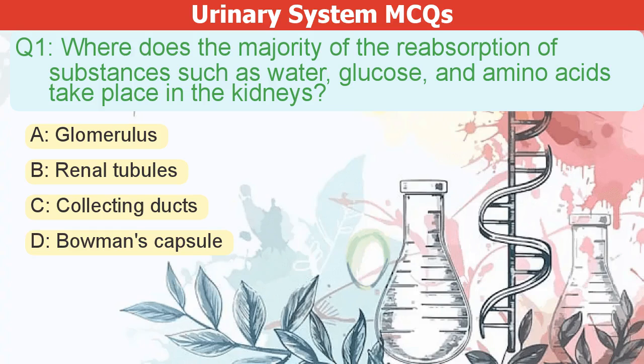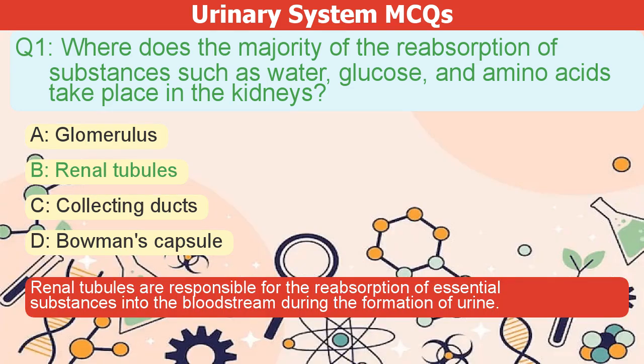Where does the majority of the reabsorption of substances such as water, glucose, and amino acids take place in the kidneys? A. Glomerulus. B. Renal tubules. C. Collecting ducts. D. Bowman's capsule. The correct answer is B. Renal tubules are responsible for the reabsorption of essential substances into the bloodstream during the formation of urine.